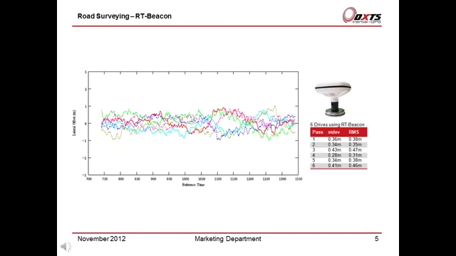Now let's look at the road surveying with the RT beacon. This is the same test, but using the RT beacon to provide differential corrections. The error is substantially less than the standard positioning service.